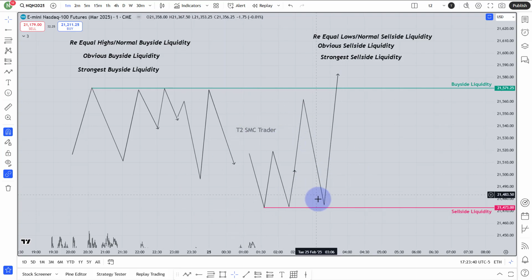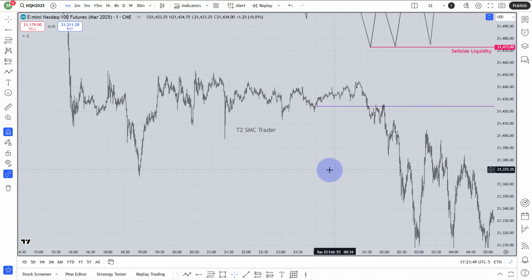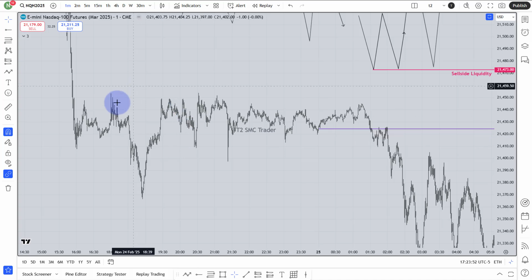In the next video, I will explain how to use each of the liquidity types. Now let's go to the chart to see the example. Okay, so over here I would love to use this area.